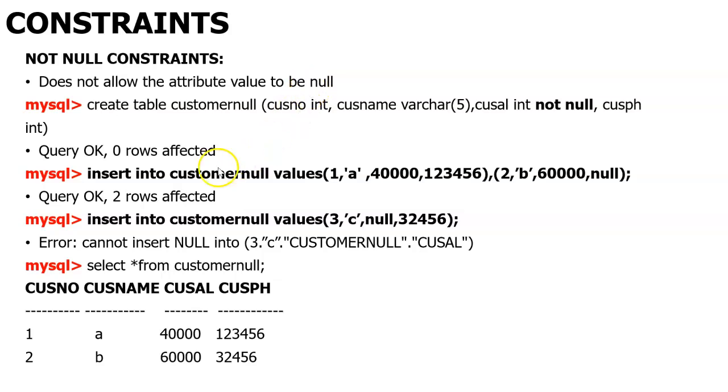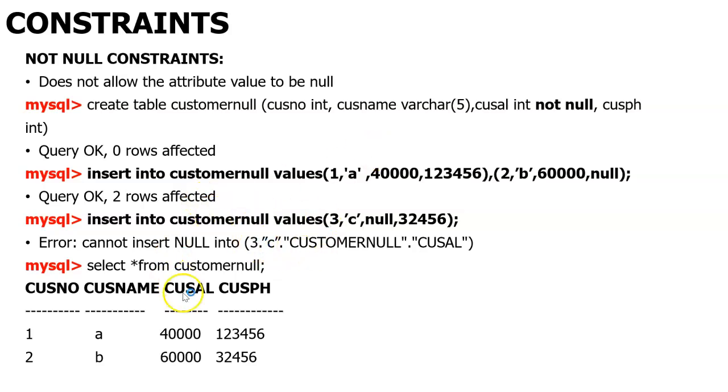So the table is created. Now we start inserting some values into that particular table. Insert into table name values 1, A: 1 is the customer number, customer name is A, customer salary is 40,000, phone number is some number. Now moving on to the next one, 2 is the customer number, B is the customer name, customer salary is 60,000, customer phone number is null. Now this null will be accepted because I have not given not null for customer phone number. So it will accept the null value. So no error has been thrown. So the row has been created.